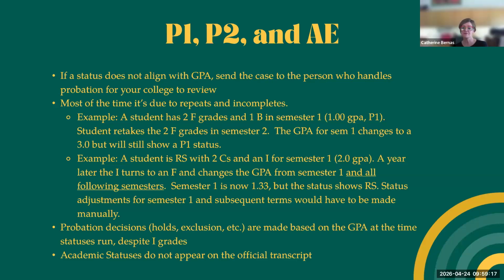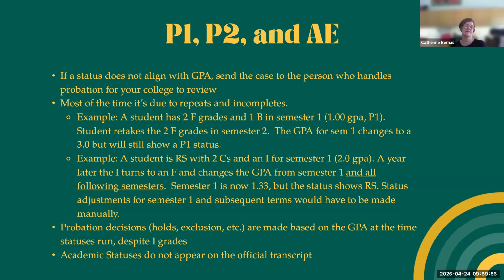So all subsequent terms are going to adjust with that F now being in the GPA. It's going to continue to affect that first term and every term subsequent for that year that has passed since that grade changed to an F. So now that first semester is a 1.33 with that regular status. And when we see that, we will go back in and adjust that status. The P1 for that semester, and subsequent terms, will have to be made manually.